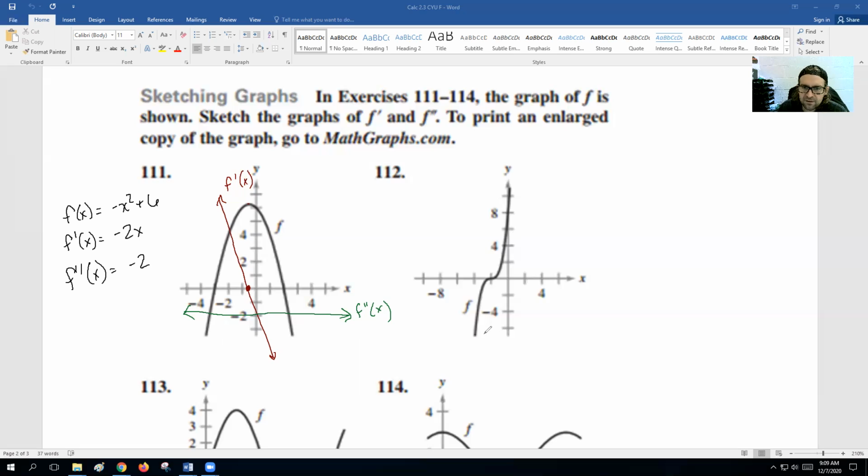So if you look at this problem here, this is like an x cubed, right? Well, the derivative of that would be an x squared. So you should have a parabola for the first derivative. And what's the derivative of x squared? 2x. So you should have a positive slope for the second derivative. All right, that should help you out.